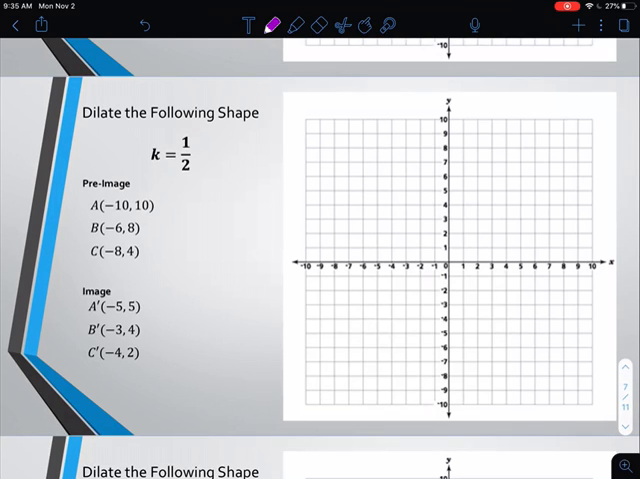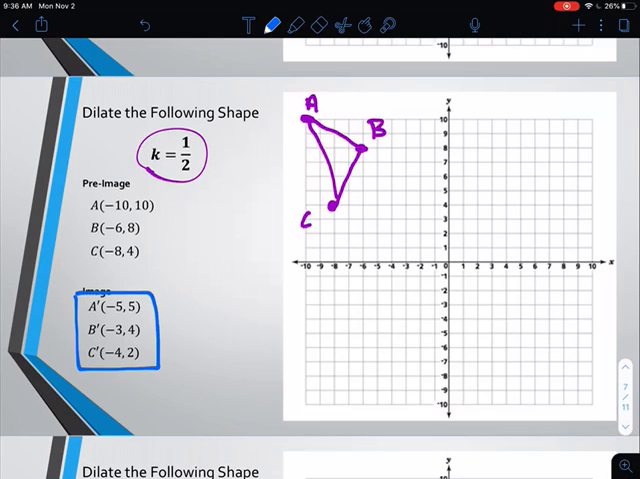If we look at some reductions here, same thing applies. We start with our original pre-image points. So A is at -10, 10. B is at -6, +8. And C is at -8, +4. And again, make sure you're always labeling your points so we get this shape to begin. From there, our scale factor is a +1/2, so we just take that scale factor and multiply everything by 1/2. So for my new image points, multiplying by 1/2 is like dividing everything by 2.